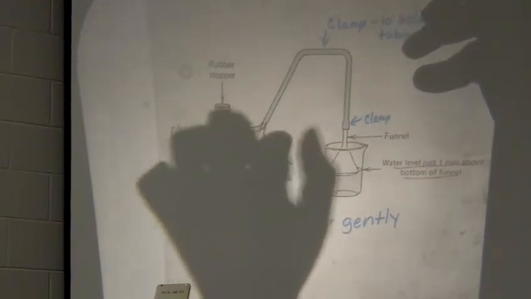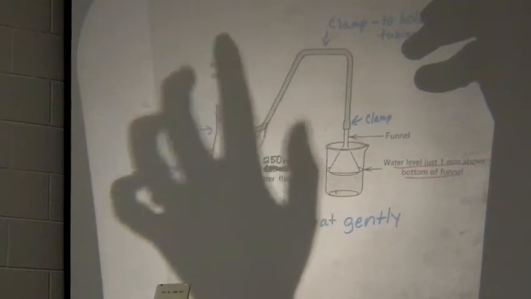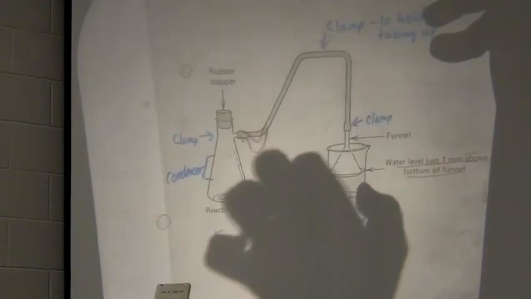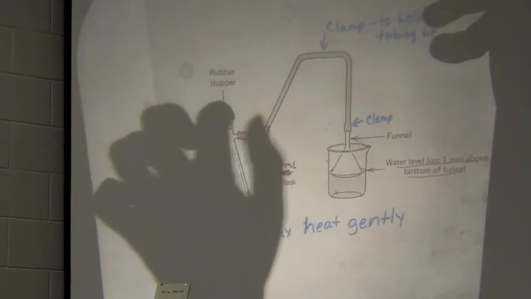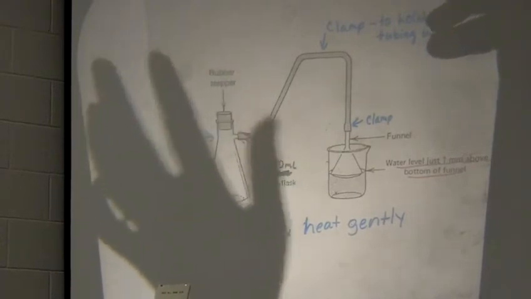That's why there's this dip in the tube here, and you can even use a clamp to hold it. Then we're going to have a clamp up here to hold the tubing, and a clamp on the funnel to hold the trap, okay? And then you just have a rubber stopper in the top of your filtering flask.